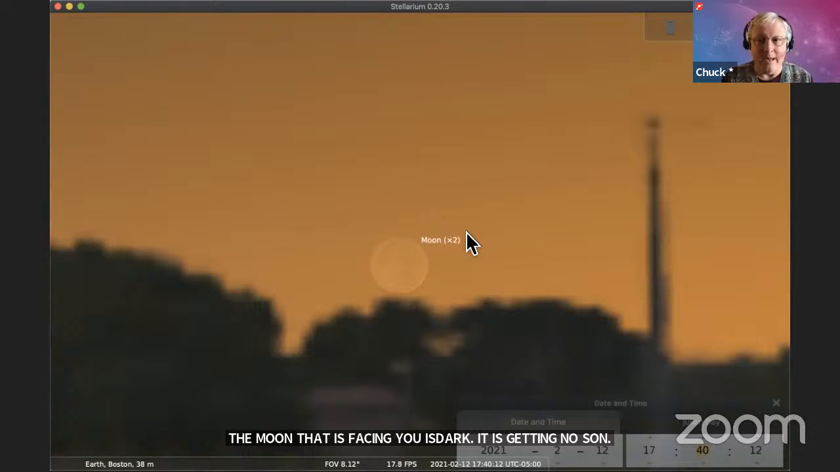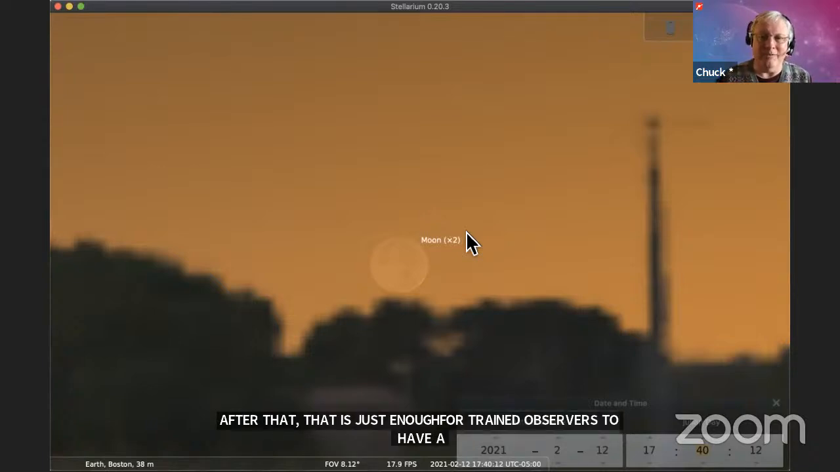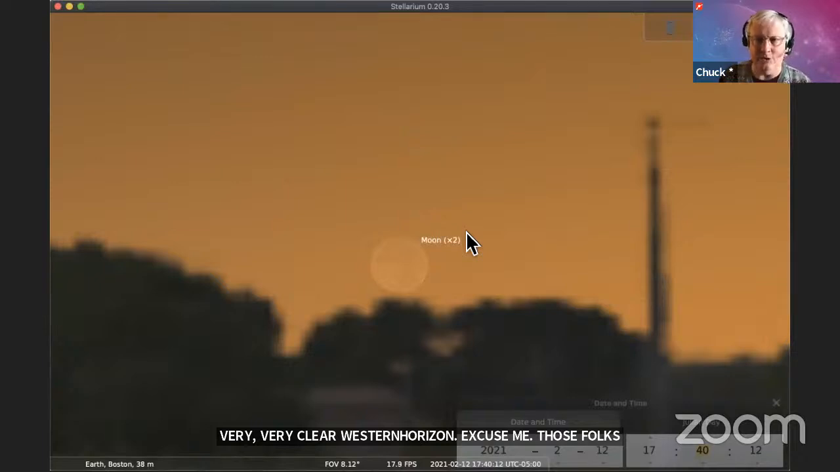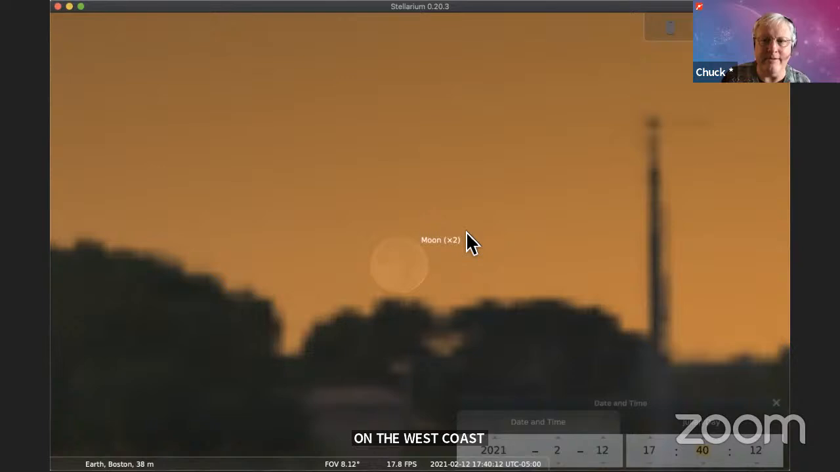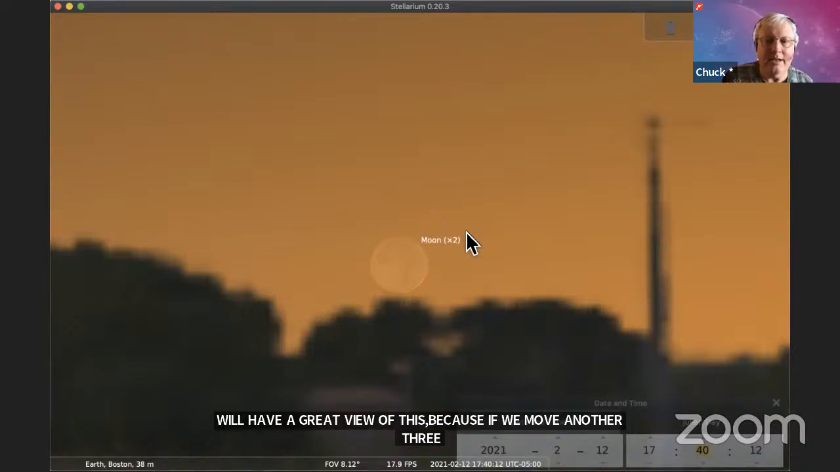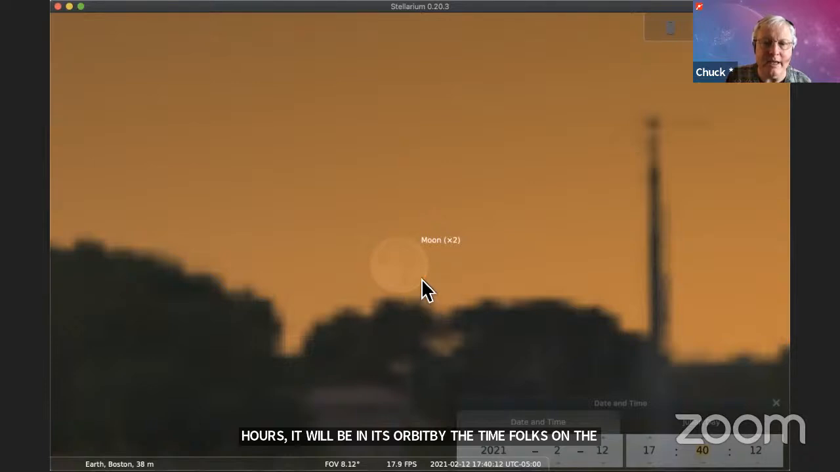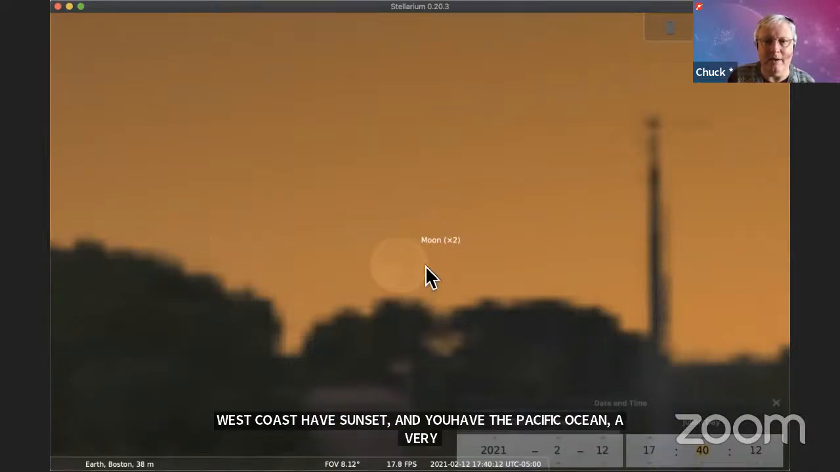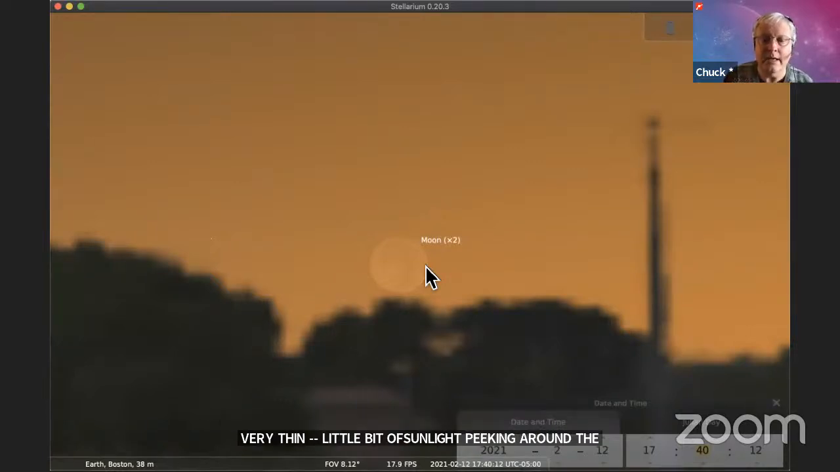If you have a very, very clear western horizon, and actually those folks on the West Coast are going to have a great view of this, because the moon will have moved another 3 hours in its orbit by the time folks on the West Coast have sunset. And also you've got the Pacific Ocean, a very flat western horizon there. You should be able to see a very, very thin, I'm indicating it with the arrow here, a little bit of sunlight peeking around the corner. Now the moon's going to be very low, and it will set at about 5:45 Eastern time here.